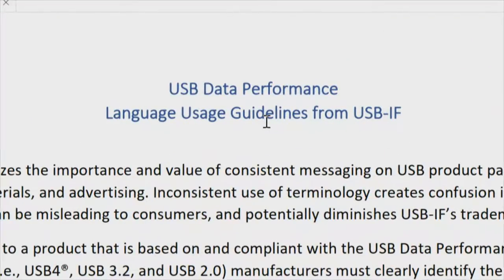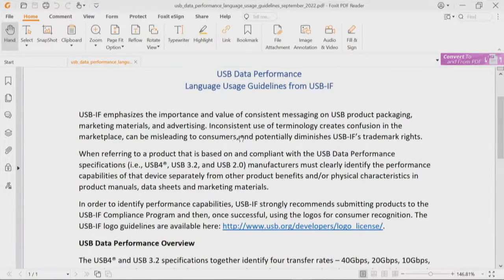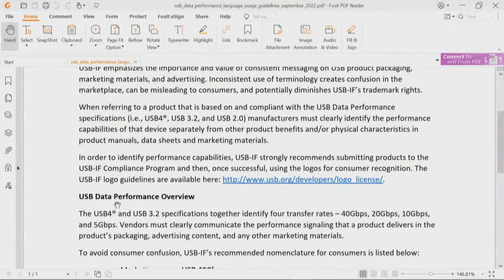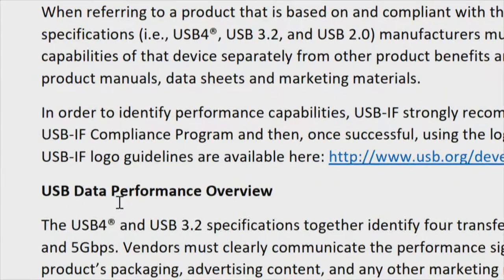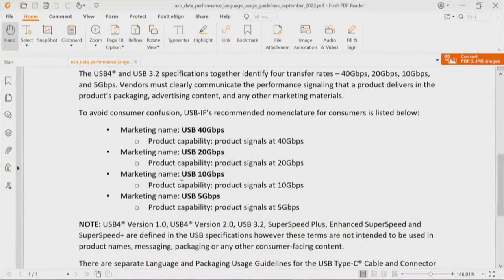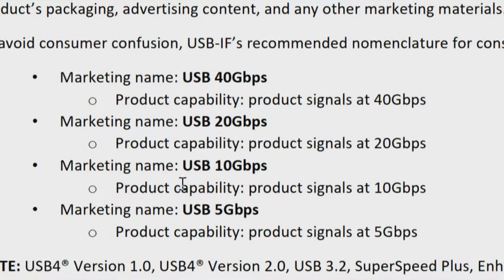And this is the USB Data Performance Language User Guide from the USB-IF, which is kind of interesting. As we go through this, they're going to talk about the USB Data Performance Overview. And that overview also gets into USB 4, so we have to consider what's involved. Now, from a marketing standpoint, the terminology that is supposed to be used is USB 5 gigabit, USB 10 gigabit, USB 20 gigabit, and USB 40 gigabit. And as we talk about these specs, we'll look at that again and reference that.